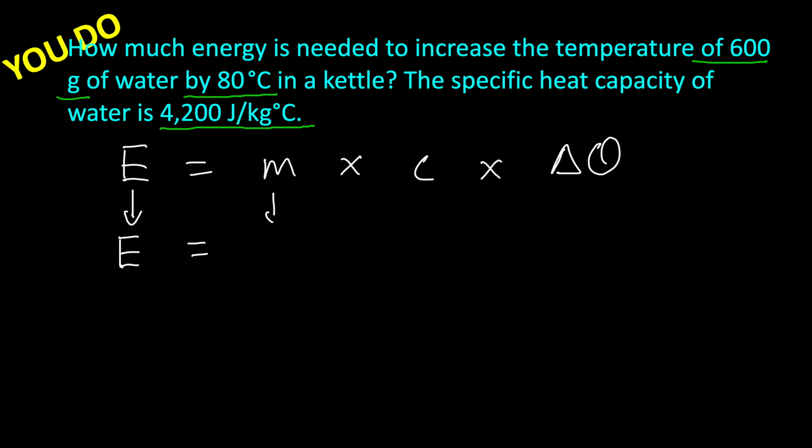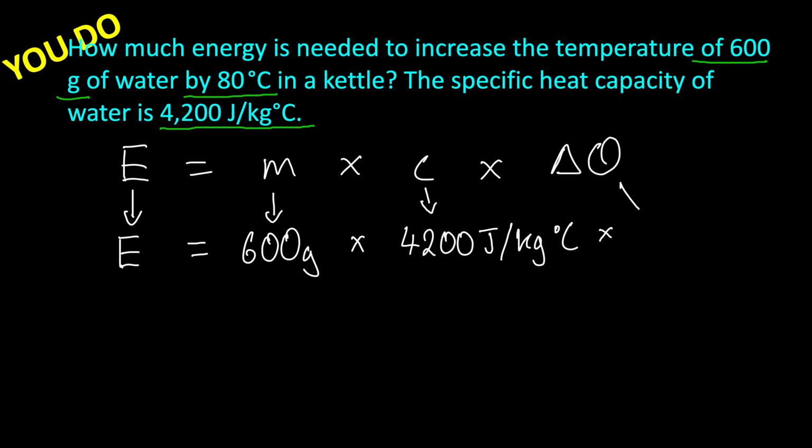Our mass is 600 grams. Our specific heat capacity value is 4,200 joules per kilogram degree Celsius. And our change in temperature is 80 degrees Celsius. Now, this is a bit of a trick question, and hopefully you realize that you need to convert 600 grams into kilograms. You can do this by dividing by 1,000.